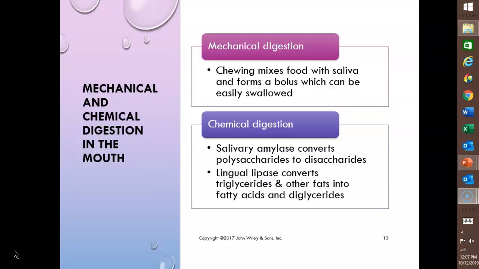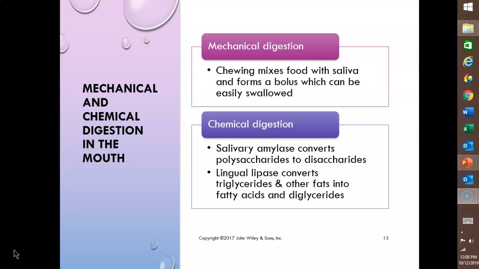Now that we've seen most of the organs in the mouth and the accessory structures and how they're going to begin this process of ingestion and preparing the food to be swallowed, let's talk a little bit about the mechanical and chemical digestion in the mouth. So mechanical digestion in the mouth occurs because of the chewing or mastication, where food is manipulated around by the tongue and ground up into small pieces by the teeth and mixed with saliva, so that you form a soft, flexible mass called a bolus that we can easily swallow.